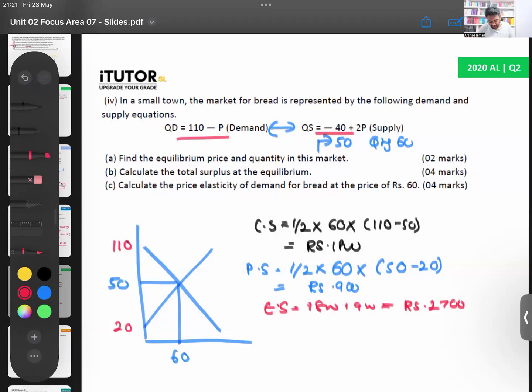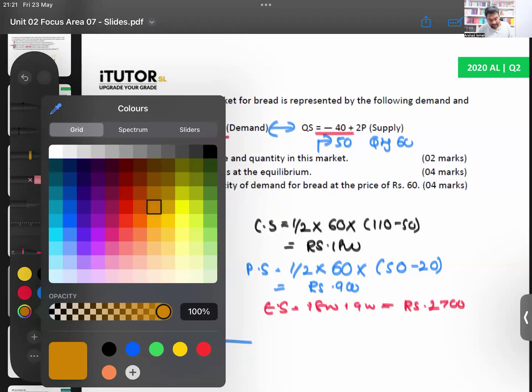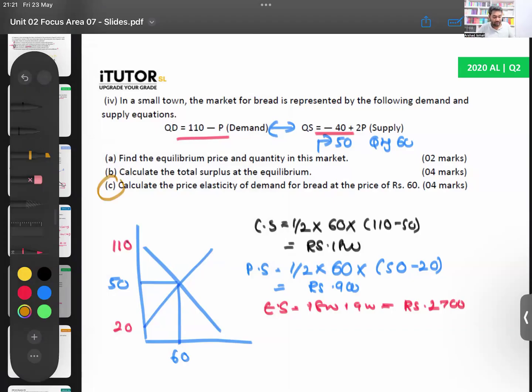Then part C of the question is now asking you to calculate the price elasticity of demand of bread at price 60. So at price 60, how much is the QD? QD equals 110 minus P. So if P is 60, how much is that? QD will be equal to 50. Now take the PED equation: PED equals minus B into price over QD.